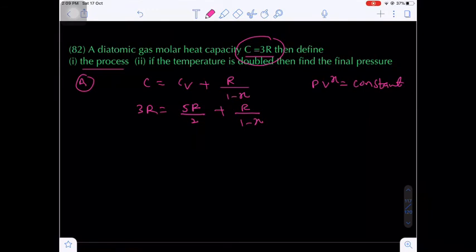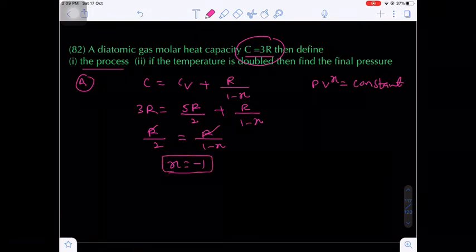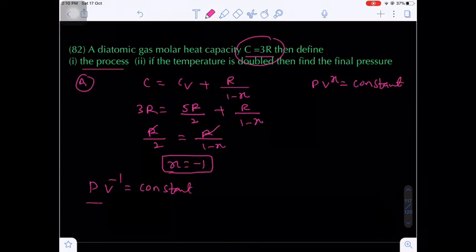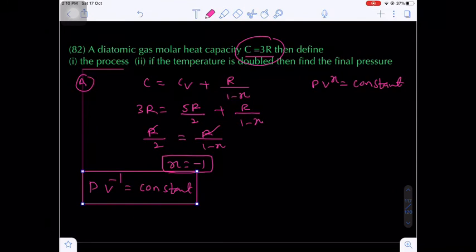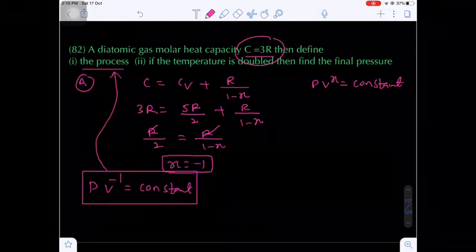Are you getting my point? So 3R minus 5R by 2, you will get R by 2 on the left hand side. On the right hand side, R by 1 minus x. R gets cancelled. If you simplify, you will get the x value as minus 1. So what will be the process? P into V to the power minus 1 will be equal to constant. This is the answer to the first question: what is the process? P into V to the power minus 1.